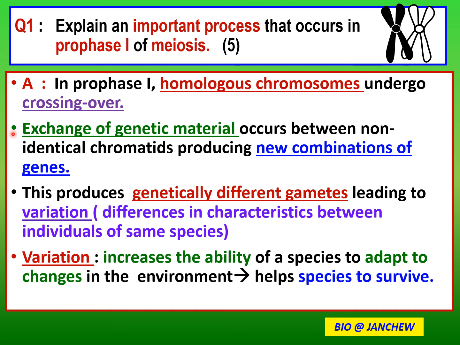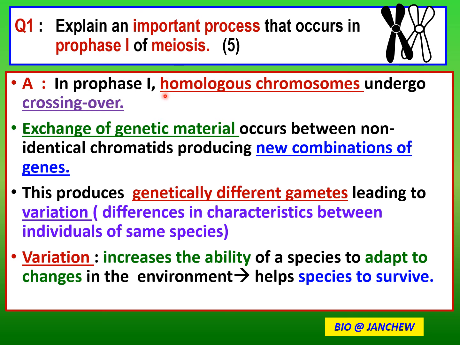Here is an important question that is commonly asked about meiosis. Explain an important process that occurs in prophase I of meiosis, or you may be given a diagram like this and asked to explain the process that occurs here, which is crossing over. Not crossover, crossing over. So let's see how to explain the process and its importance.